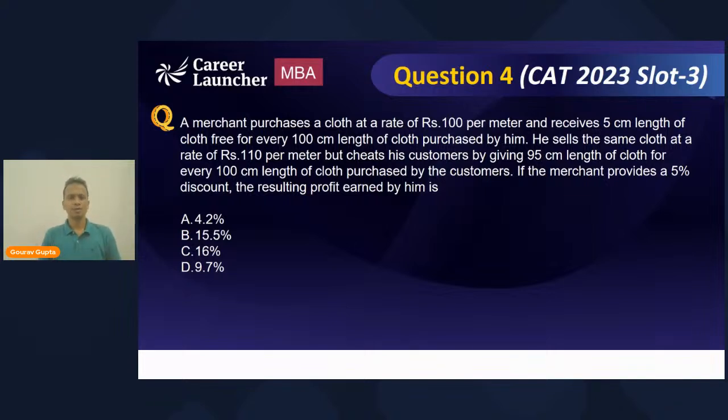Now, I'm sure that by solving the questions of profit loss discount, you must have seen these type of questions where there is a merchant and while buying the article, he is cheating the person, and while selling the article, he is cheating the customers. And we'll have to find out the overall profit of the shopkeeper. So you must have encountered these type of questions.